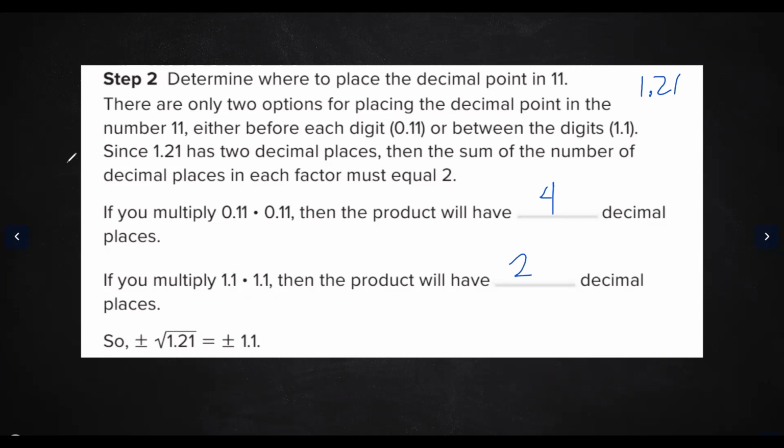If we see, we need to get the square root of 1.21. We need 2 decimal places. So my answer would be positive and negative 1.1. Okay, that's very important.